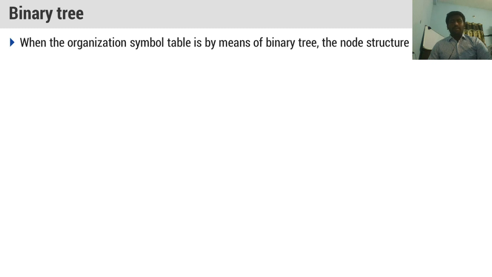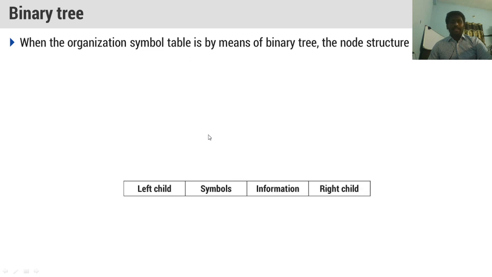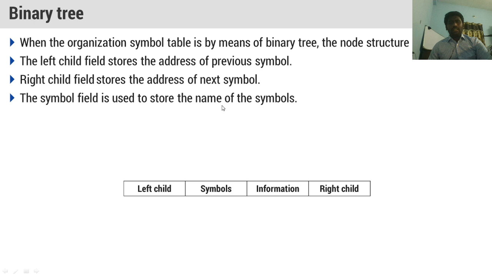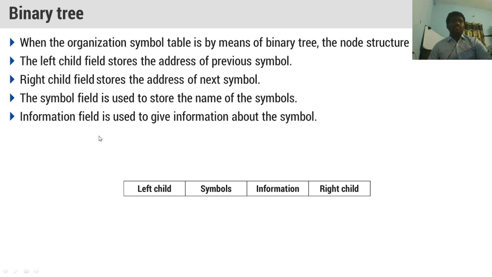The other method to implement the symbol table is the binary tree. The organization of the symbol table will be in the form of a binary tree, with a left child and a right child. The left child field stores the address of the previous symbol. The right child field stores the address of the next symbol. The symbol field is used to store the names of the symbols. The information field is used to give the information about the symbol. So this is how a binary tree method can be implemented for the symbol table.